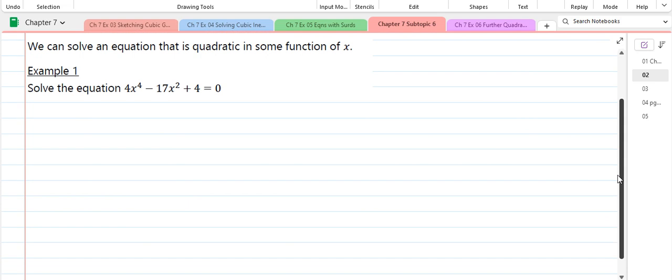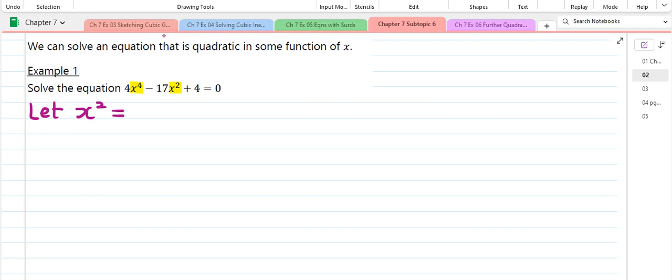Okay, now we can solve an equation that is quadratic in some function of x. So for example, over here, as you can see, there is an equation that will be giving you x to the power of something else. But you can see here, for both x power 4 and x power 2, this can actually be substituted into another letter. The lowest power of x over here is x squared.